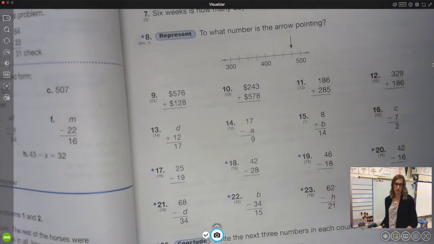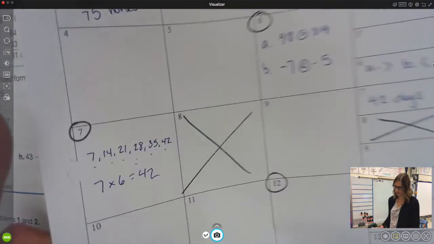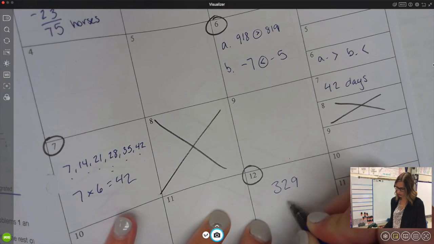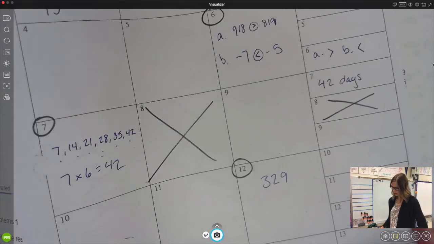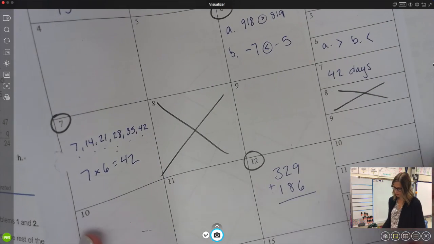Number 12, 329 plus 186. I want to do this one together because I once again want to remind you guys to make sure you are writing those numbers really nice and neat on top of each other, stacking them up the right way.